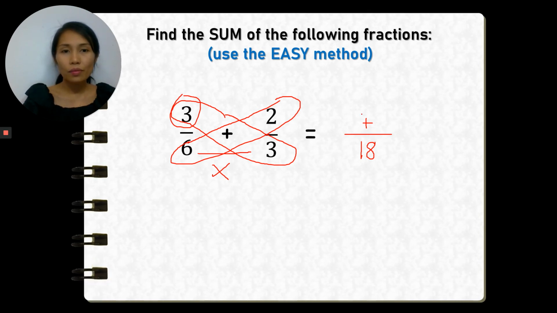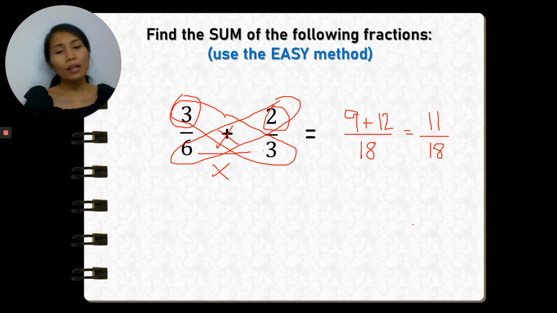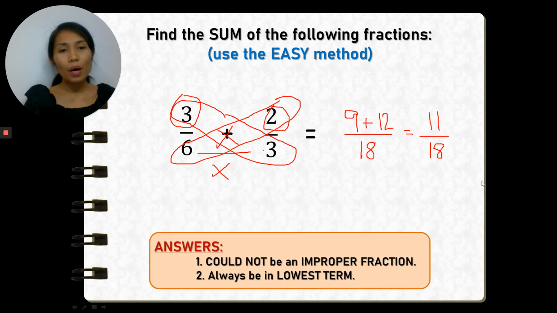Okay, 3 times 3 is 9. That should be times. And then 2 times 6 is 12. Okay, so now that we got the numerator there, let's find 9 plus 12 equals 21. Denominator is 18. So that's it. Easy, right? Okay, now let's see. Is it an improper fraction? No, it's not an improper fraction. It's a proper fraction. Then that's correct.